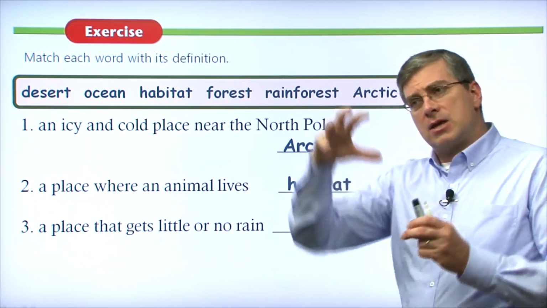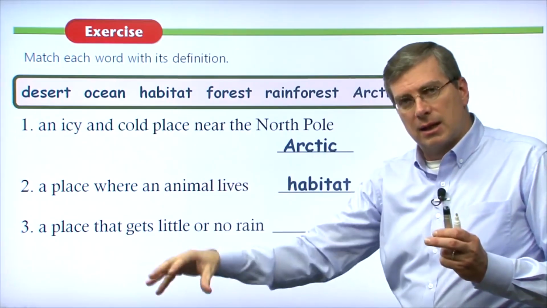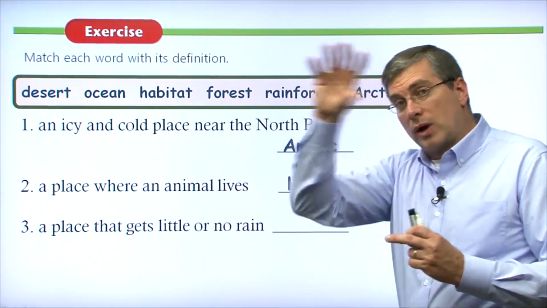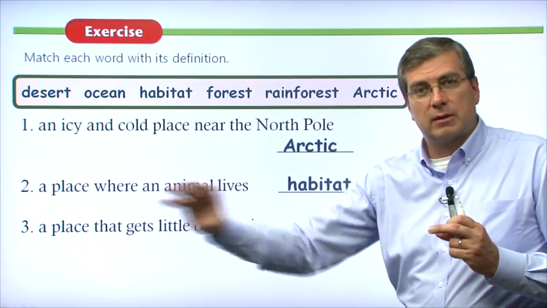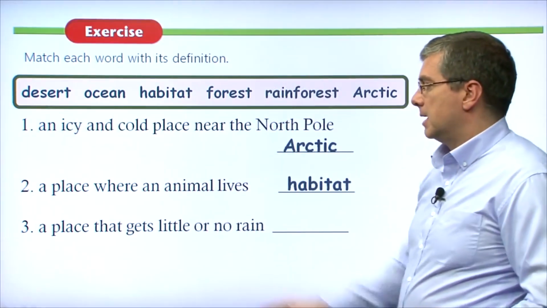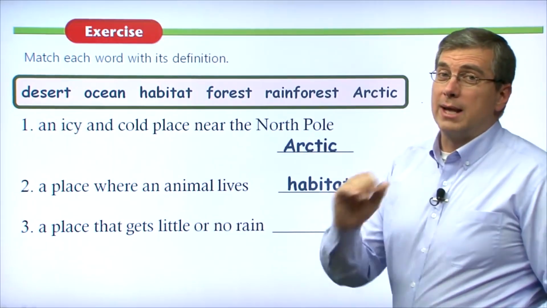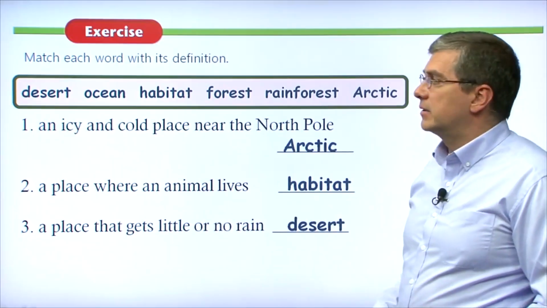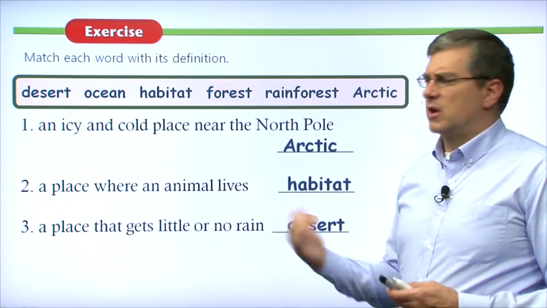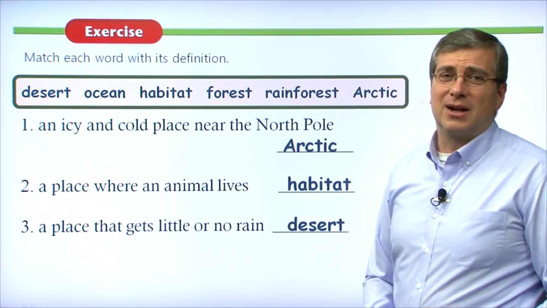So habitat is like the super word, and the smaller words, desert, ocean, rainforest, all of these others, they are under the word habitat. Habitat is the super word on top, and all the other places are below. Okay? So number 3. A place that gets little or no rain, right? Camels live there. That gives you a hint. Of course, if you chose desert, you would be correct, right? We saw the video of the desert, really hot, dry. Hardly any rain gets there at all.